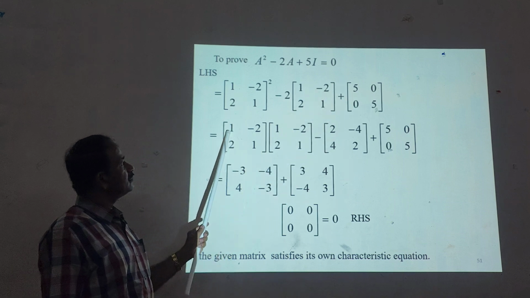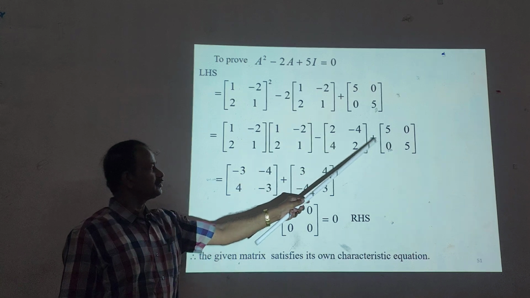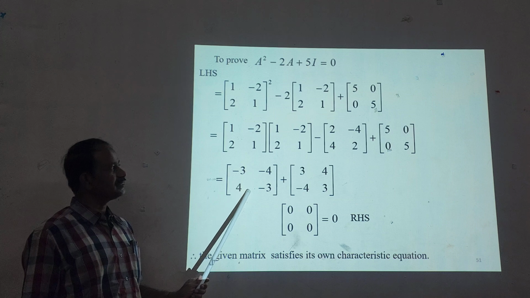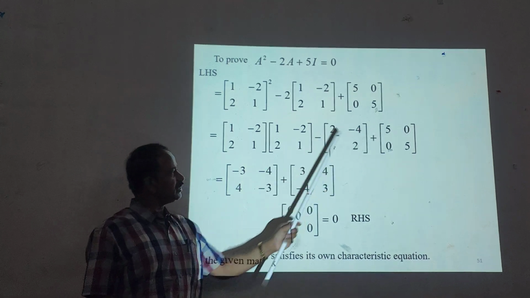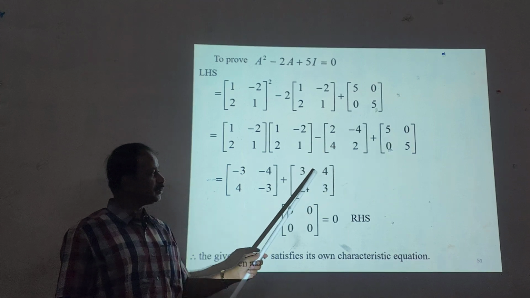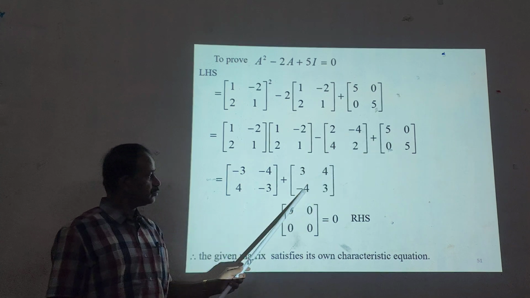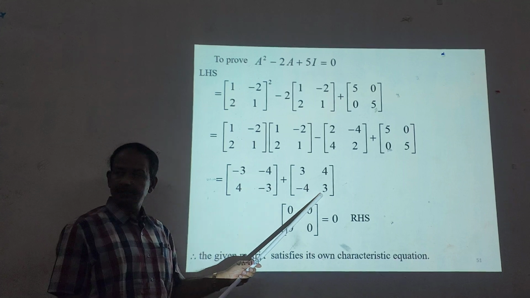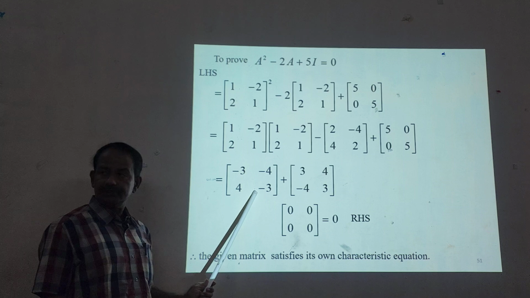So squaring this, 1 minus 2, 2, 1, that will give you this, minus this one and this one. When you do the matrix multiplication, you will get this answer. When you add these two, you will get this answer. Minus 2 plus 5 will give you 3. Minus minus plus 4, so plus 4 plus 0, that will give you 4. Here minus 4, 0, so minus 4. Minus 2 plus 5 will be 3. Plus 3. And the matrix multiplication will give you this answer.